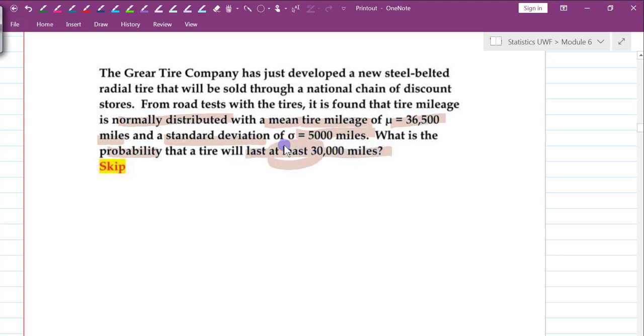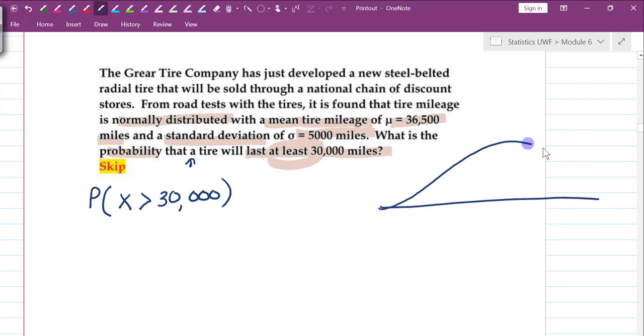That at least is very important. So we're saying I'm going to randomly select a tire, so it's a single tire, and I'm wanting to know what's the probability that that tire will last at least 30,000 miles. And so that's a written mathematical statement of the question being asked. So let's draw a picture that represents the question being asked.